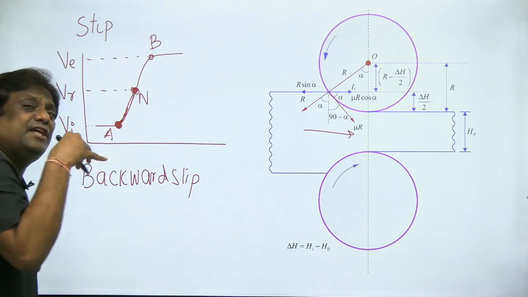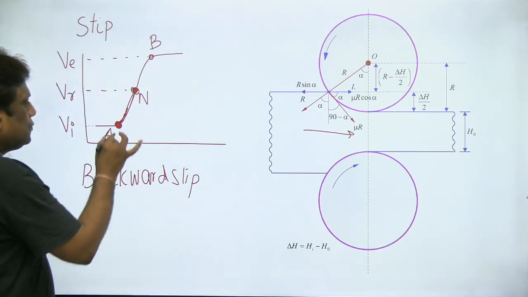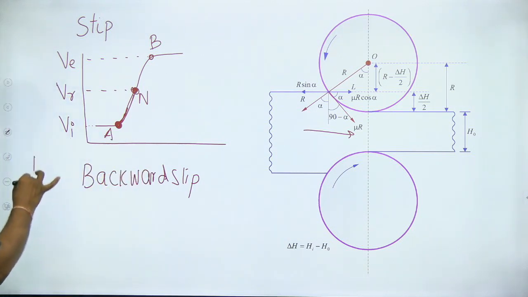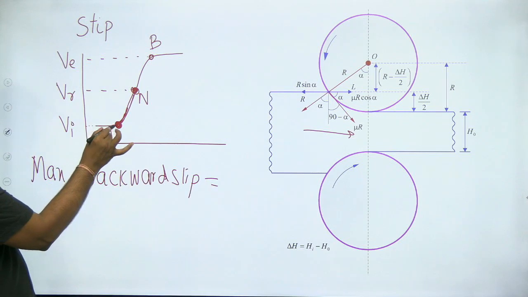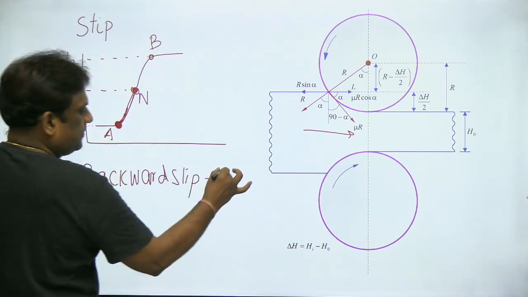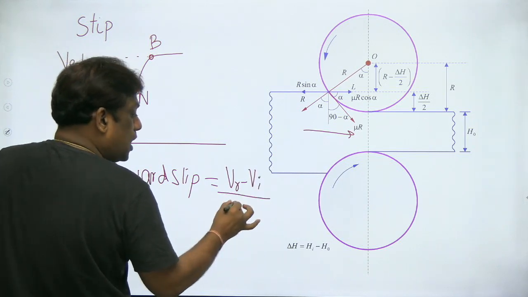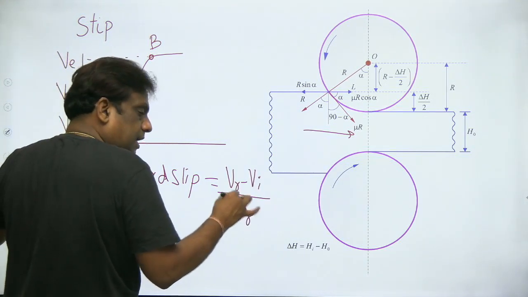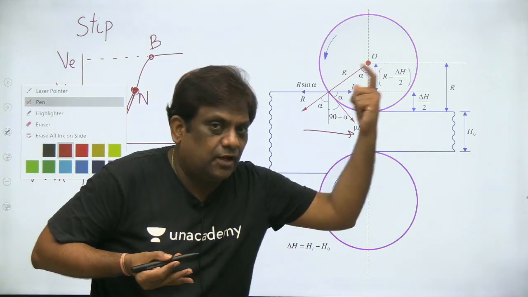Now, see, where is the difference? I'm talking about the lagging zone. This is the lagging zone. So where is the difference maximum? Maximum backward slip is at the entry. So the maximum is VR minus VI, and it is always expressed with respect to the roller. So we are talking with respect to the roller, how my component velocity is changing.